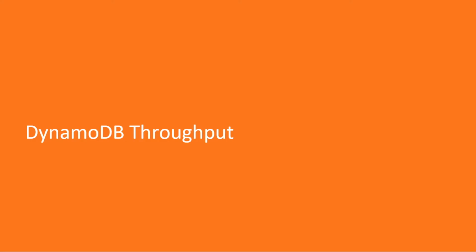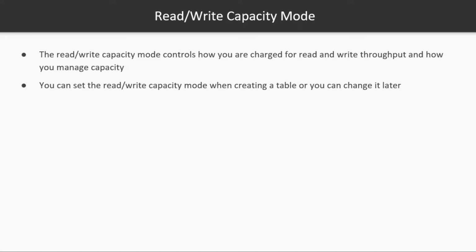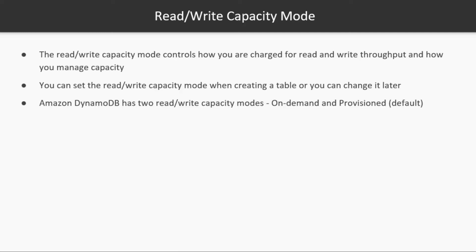Hello everyone, welcome to this lecture on DynamoDB Throughput. The read-write capacity mode controls how you are charged for read and write throughput and how you manage capacity. You can set the read-write capacity mode when creating a table, or you can change it later. Amazon DynamoDB has two read-write capacity modes, on-demand and provisioned.